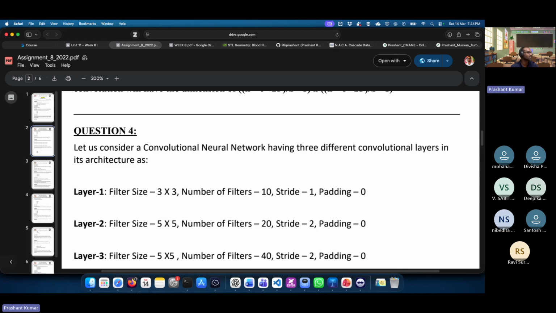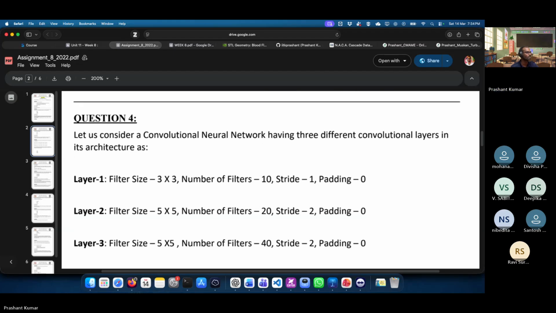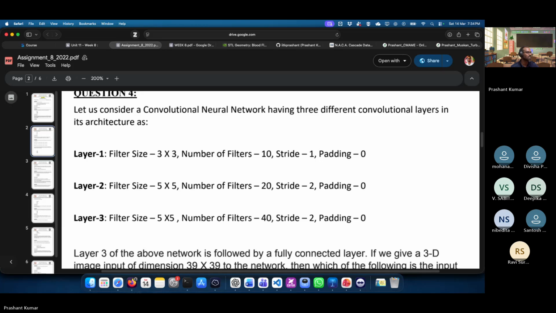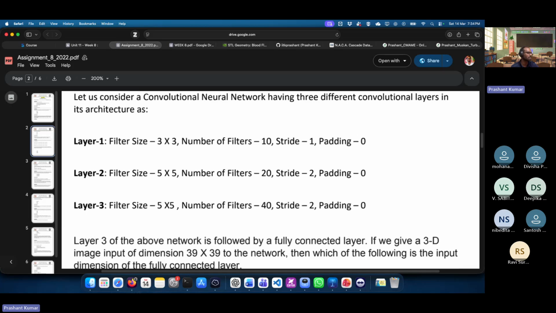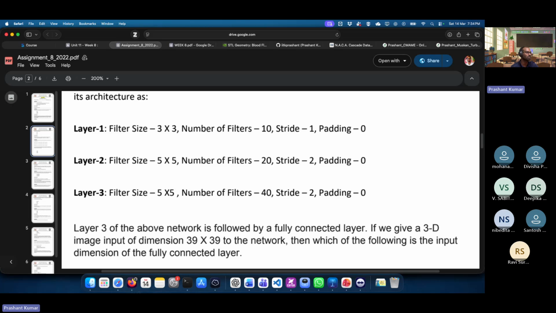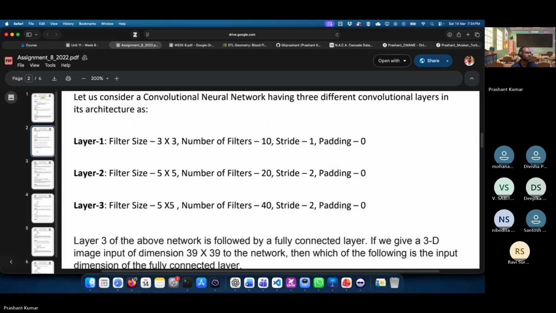So then a question. Let us consider a convolution neural network having 3 different convolution layers in its architecture. The filter size, filter numbers, and the stride are given. And the question is, if the input has a dimension of 39 cross 39, what will be the overall output size, the input dimension of the fully connected layer?